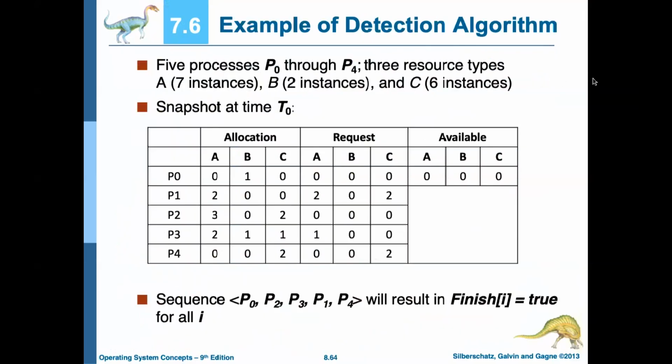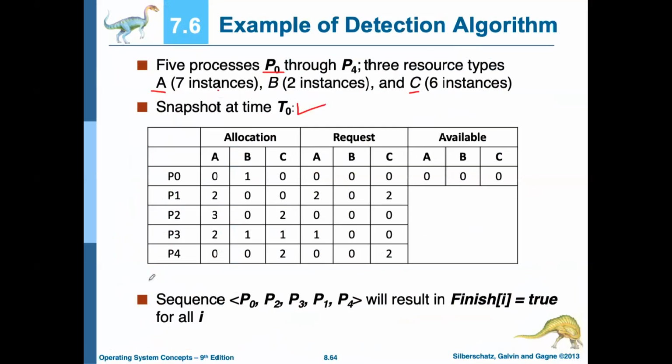Next, an example with 5 processes P0 to P4 and 3 resource types: A with 7 instances, B with 2 instances, and C with 6 instances. Similar to the previous one, they give this table. This is a snapshot at time t0, at the beginning of time. Similar scenario.